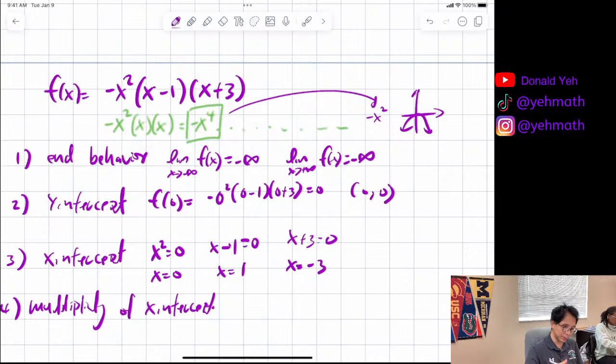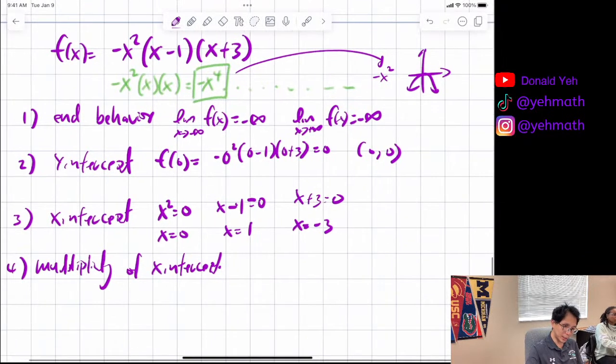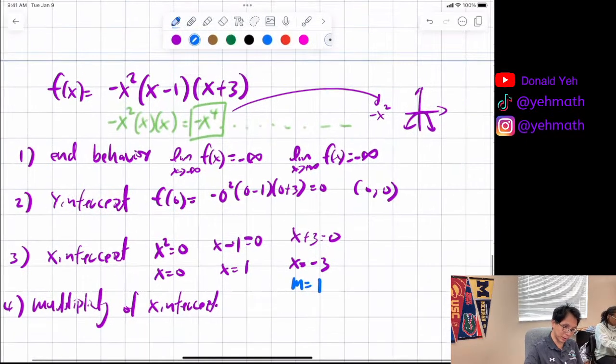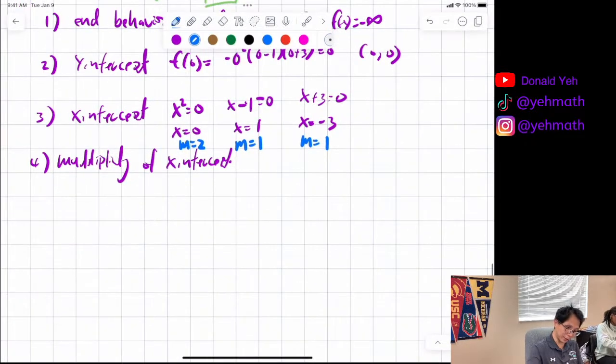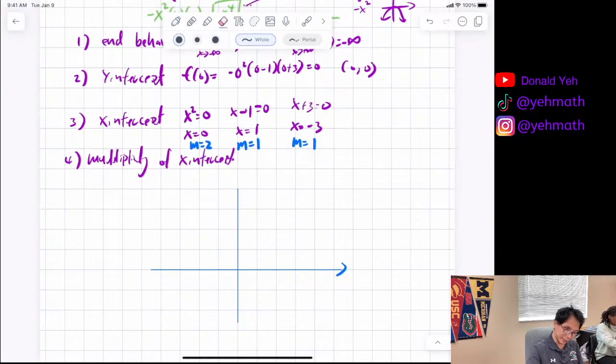Now let's write down the multiplicity. Multiplicity for negative 3 is what? Multiplicity is 1. Why is it 1? Because this is 1. Multiplicity at 1, that's also equal to what? What's the multiplicity here? 2. So that just means that's how they behave. At 0, oops, my bad.